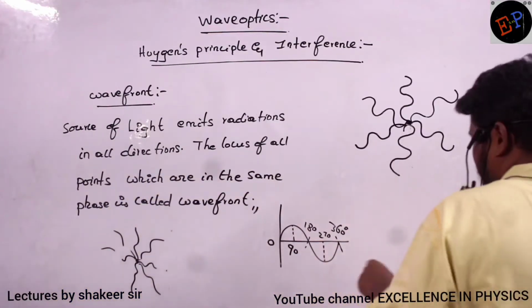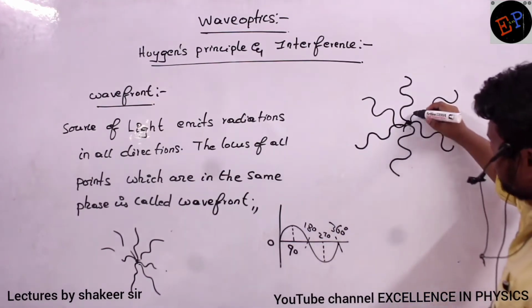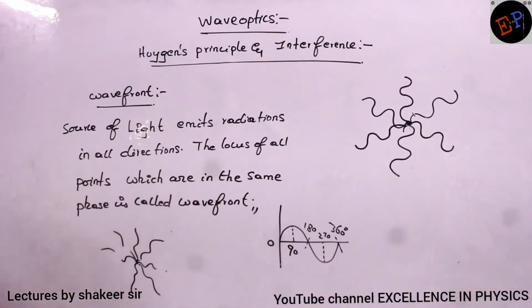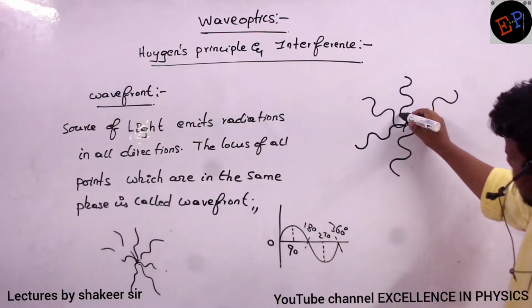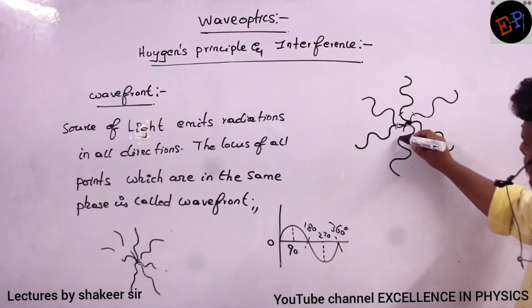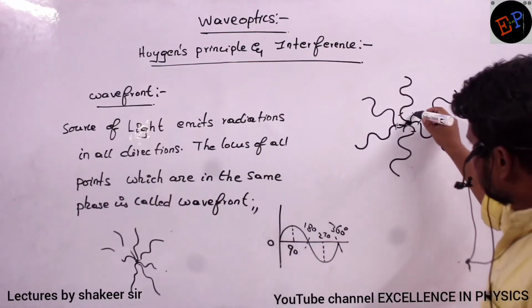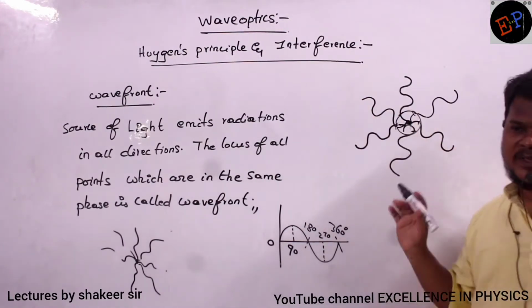Okay, now take all those points which are present at 90 degrees. So this is the point where 90 is present in this wave. Similarly in this wave also, this is the point where 90 degrees is present. Similarly here it is 90, here it is 90. So you join all those points which are present at 90 degrees. Then a sphere will be formed. That spherical surface is nothing but a wavefront. Are you able to understand?